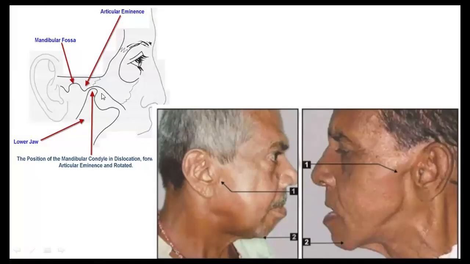One more point here is what do you call a condition where this becomes recurrent? If the dislocation is recurrent and the patient is himself able to place the condyle backwards into its position, what do you call that condition?